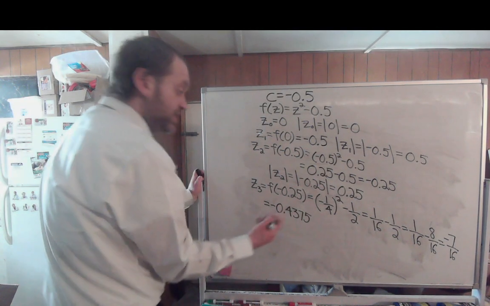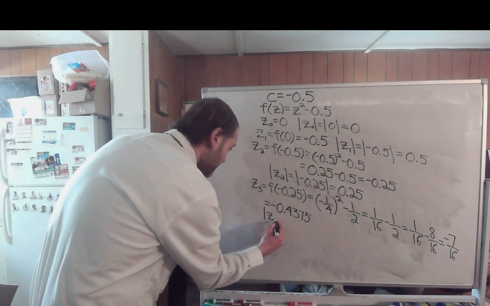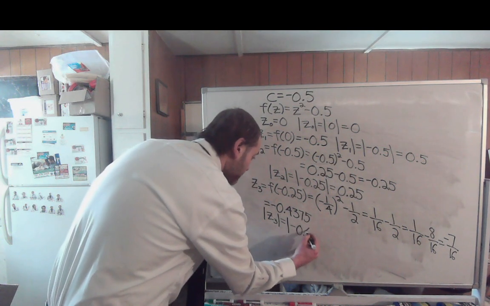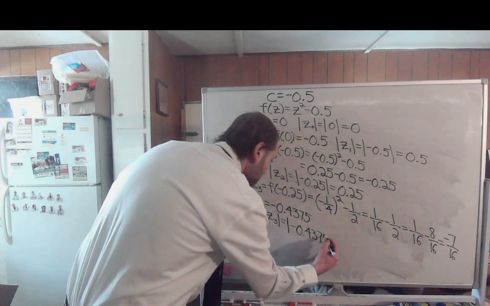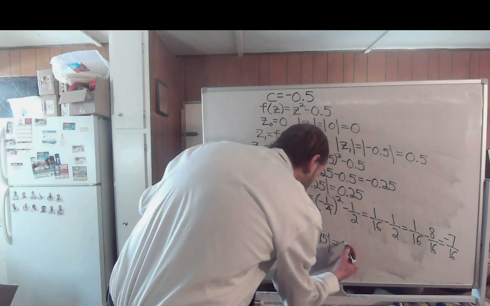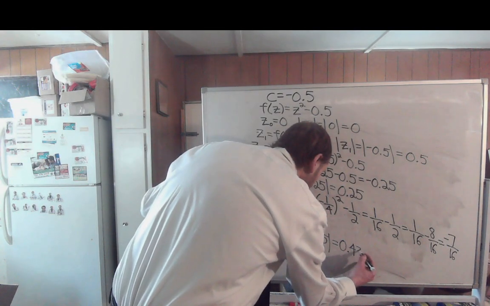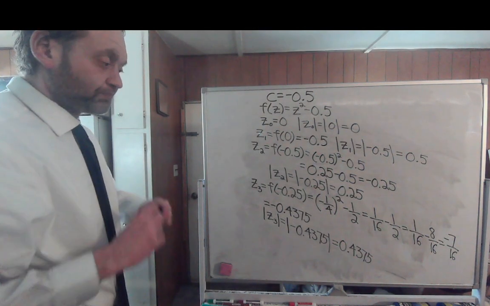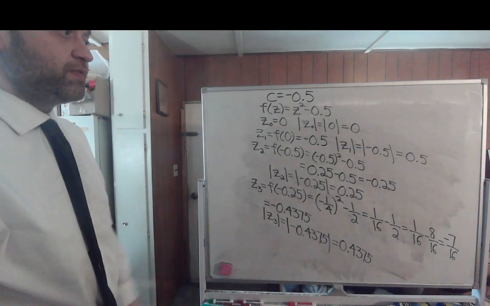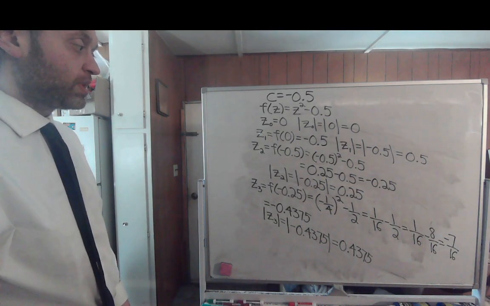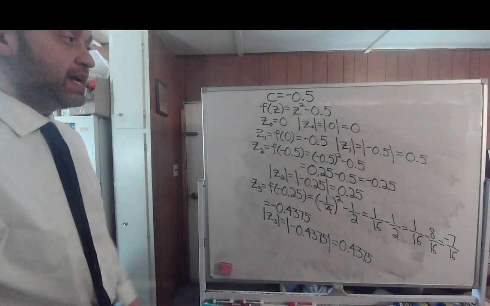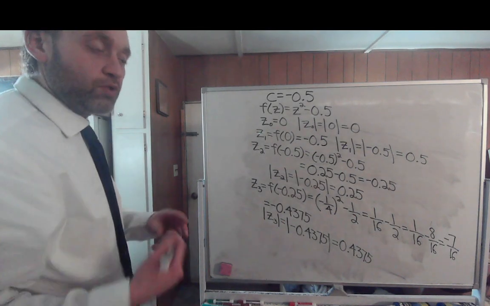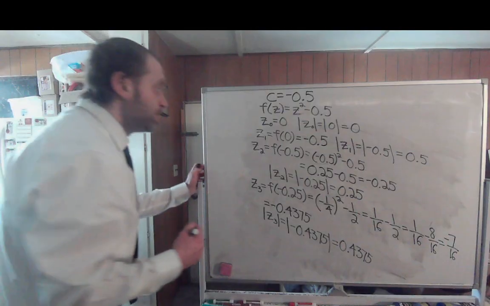All right, let's find the absolute value of z sub 3. That's going to equal the absolute value of negative 0.4375, which of course would be 0.4375. Do we notice a pattern here? Your absolute values don't really get any bigger than 0.5, but the nearest integer, the nearest whole natural number, is 1.